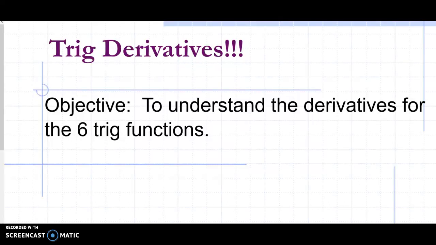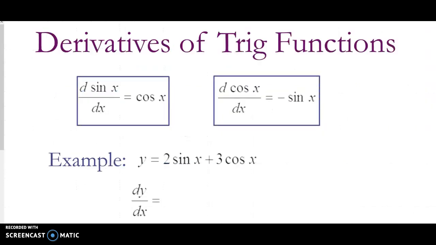All right, finally, the moment you've all been waiting for. I know you missed trig, so I was like, okay, I'll bring it back. So trig derivatives it is. Let's talk about them. All right, pretty simple to start, okay?